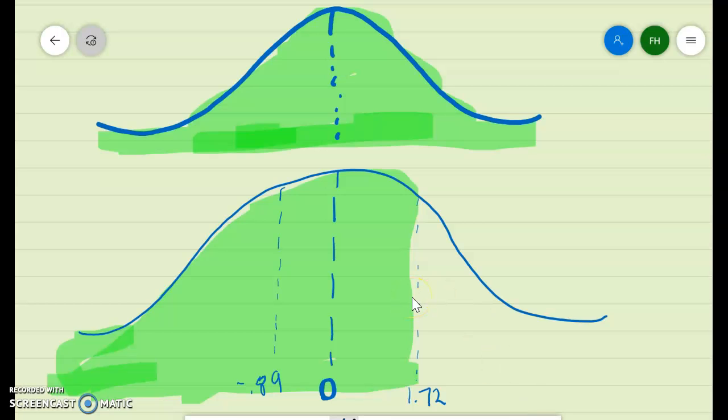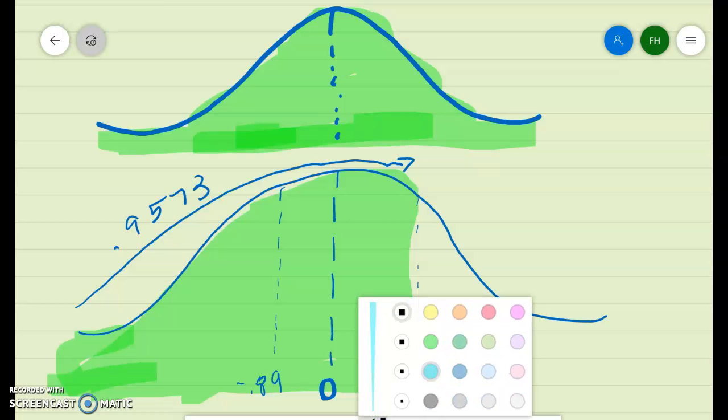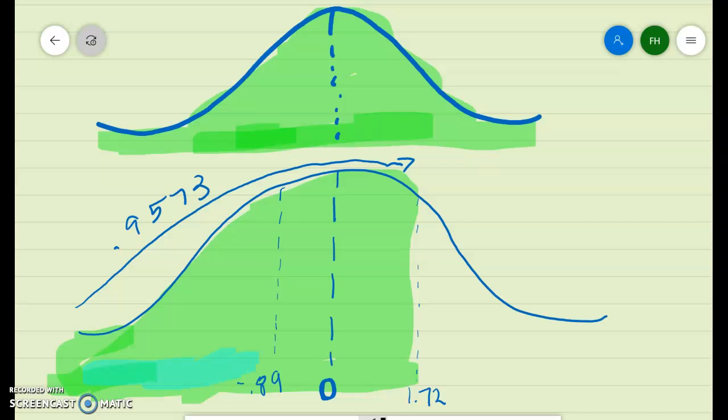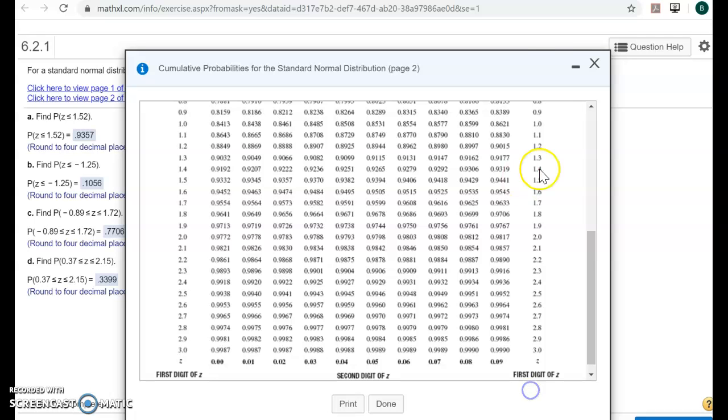So I know that the probability all the way over to here is 0.9573. Now, what I need to do is look up the probability of negative 0.89, because I don't want this part. Remember, I'm wanting what's in between. So I need to get this and subtract it out, and that will tell me what is in between right here.